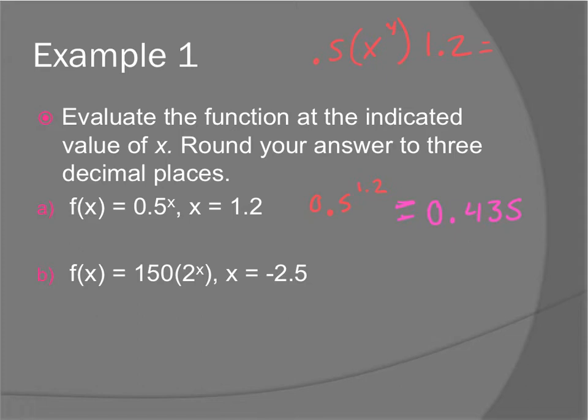For the next one, we have 150 times 2 raised to the x. So we have to do what's in parentheses first: 2 raised to the negative 2.5, and then multiply that times 150. What do you guys get for this one? 26.516. Perfect. So for example 1, all we're doing is plugging it into the calculator.